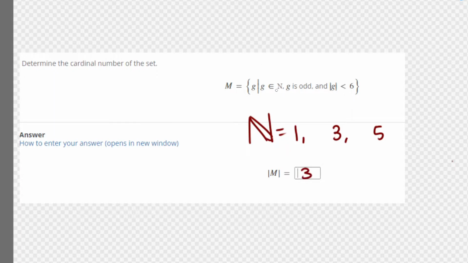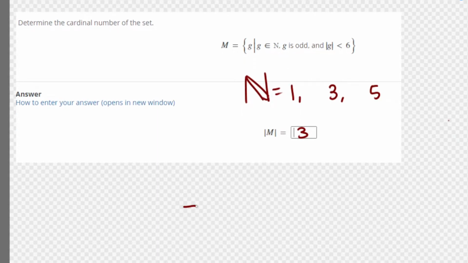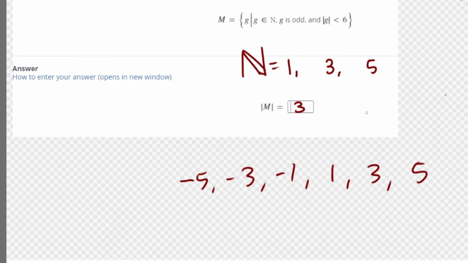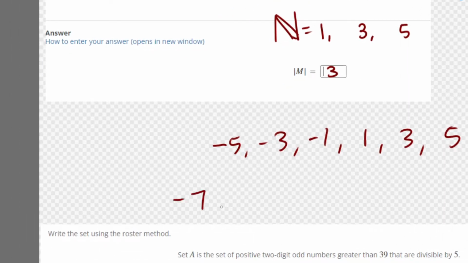If it was asking for integers instead of natural numbers, in that case we would have -5, -3, -1, 1, 3, and 5, because we know that the absolute value has to be less than 6. So if we had -7, the absolute value of -7 is just +7, and that is greater than 6.